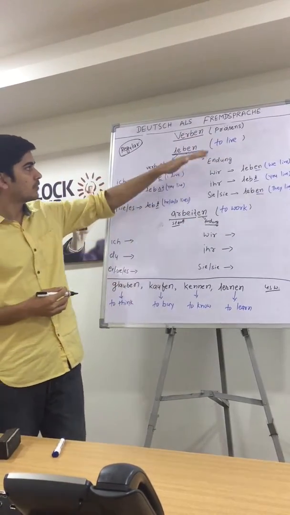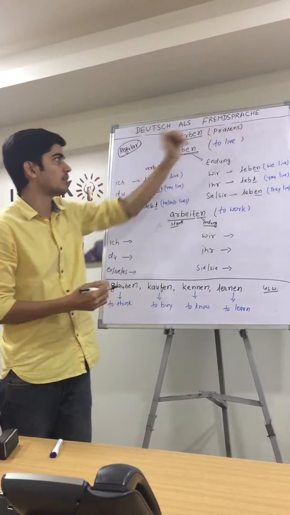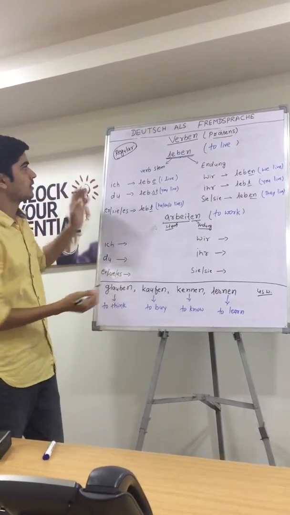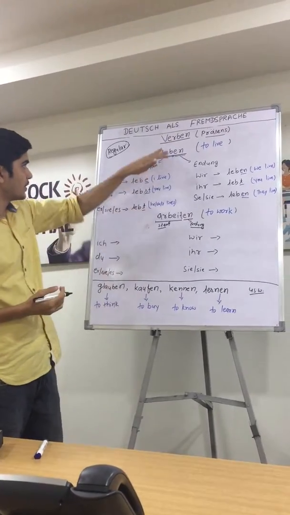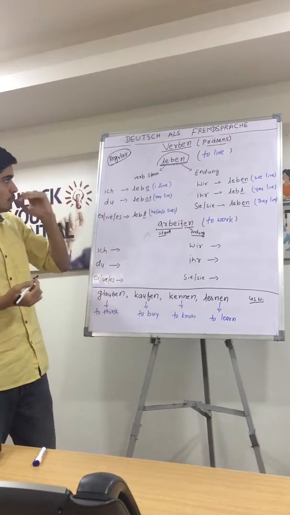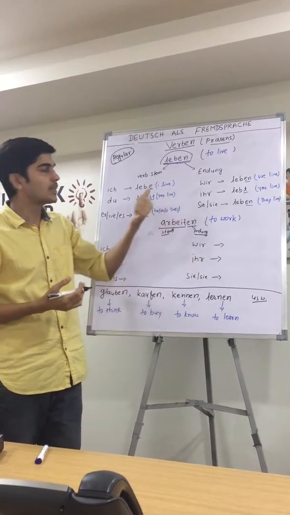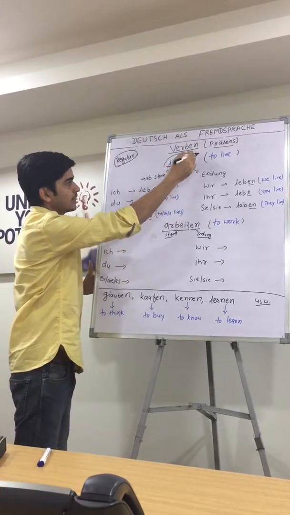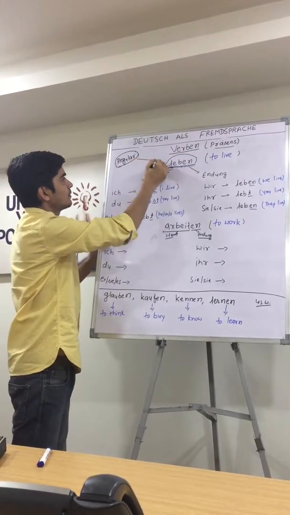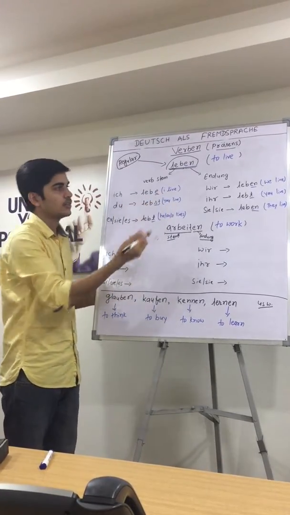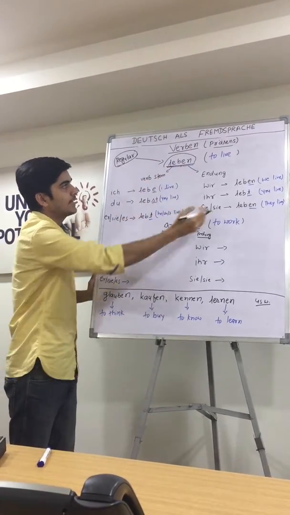So we will learn the verb in Präsens form, that is Präsens, in present tense. These are regular verbs, we call them regular verbs. And we already studied the auxiliary verbs, that is sein oder haben. So leben is a kind of regular verb. In regular verbs, there is a fixed rule through which we can conjugate them.